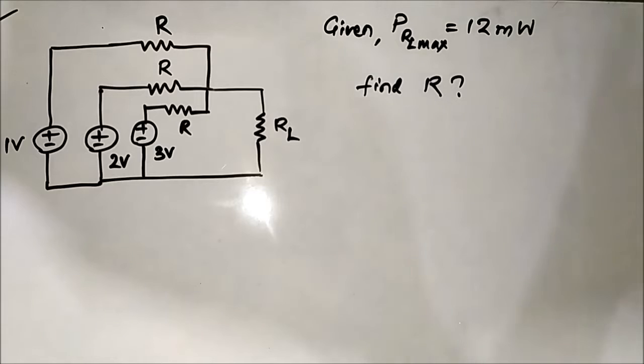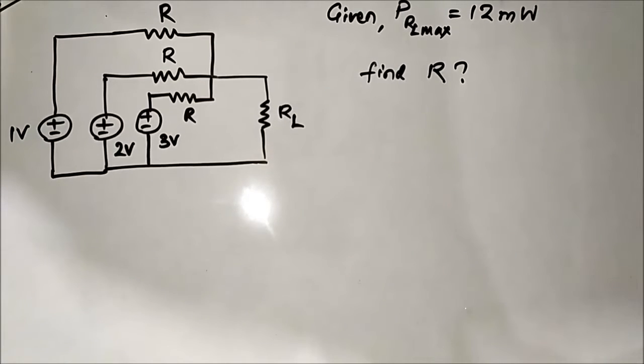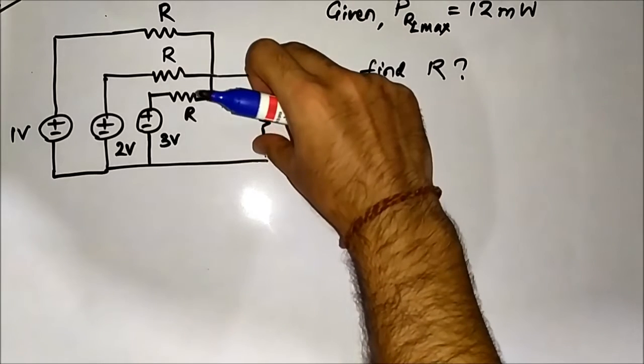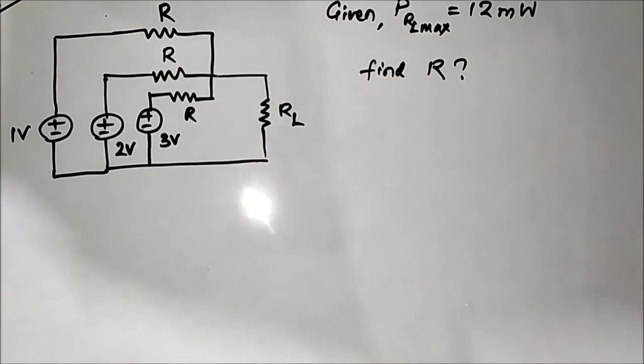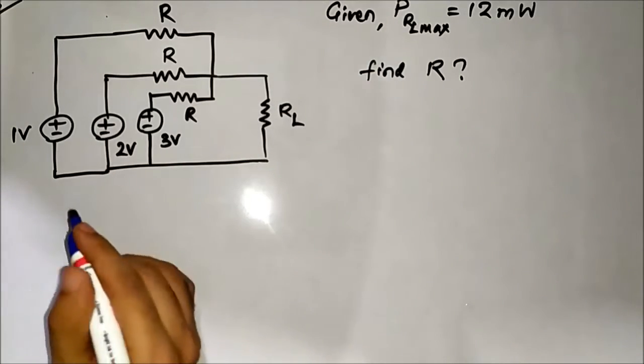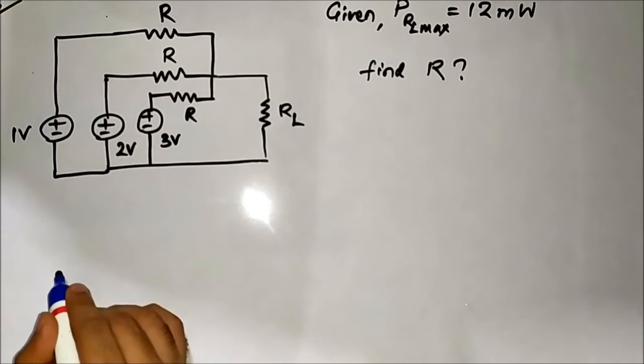So again we have to use the Thevenin theorem approach. First we have to find VTH, then RTH. So we have to find the Thevenin equivalent circuit across the load resistance by opening it, removing it completely. So we have to redraw the circuit.